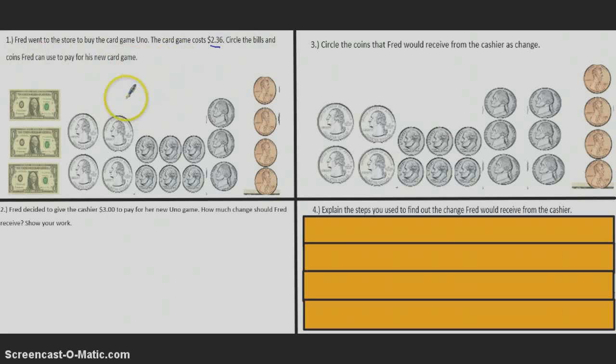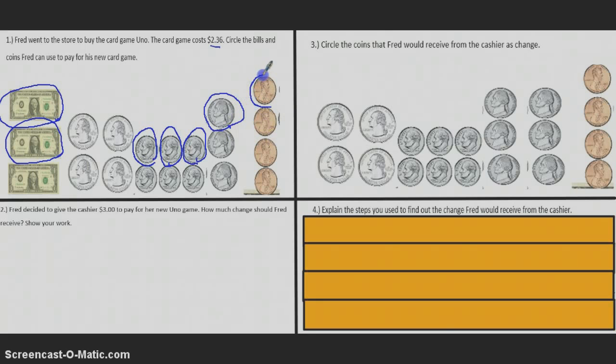The first thing I'm going to do is circle $2 bills because he'll need $2 bills to pay for the card game. Then I'm going to circle 3 dimes. One nickel, and 1 penny. I'm going to go back through my work just to make sure I have $2.36 circled.